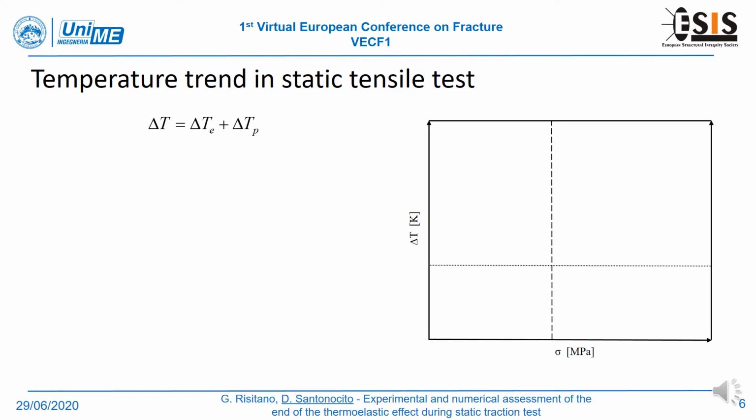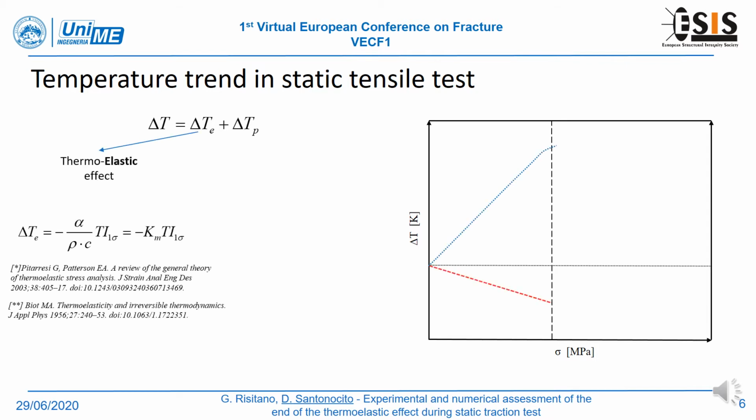The relationship between the applied stress or strain and the corresponding temperature change in a solid material consists of two contributions, due to a thermoelastic and a thermoplastic effect. The thermoelastic effect is a well-known phenomenon adopted in stress analysis to evaluate the distribution of the first invariant of the stress tensor. Under adiabatic conditions and for a linear isotropic homogeneous material, the variation of the material temperature follows Lord Kelvin's law, with Km being the thermoelastic coefficient.